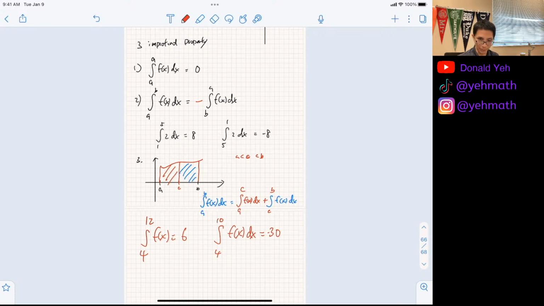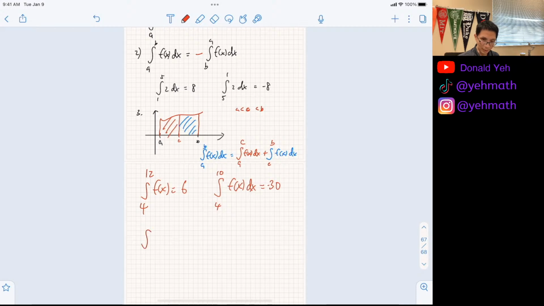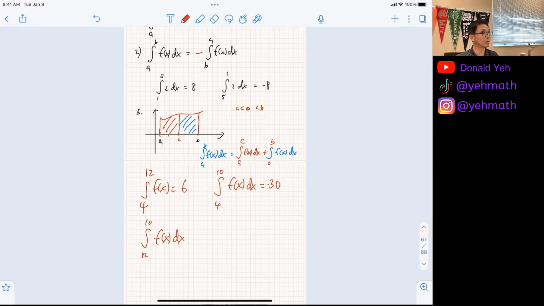That just means that graph is probably below the x-axis. Then they say, hey, can you find out what happened to 12 to 10? If I told you 4 to 12 is equal to 6, and I told you 4 to 10 of f of x equal to negative 30, can you tell me what happened from 12 to 10?